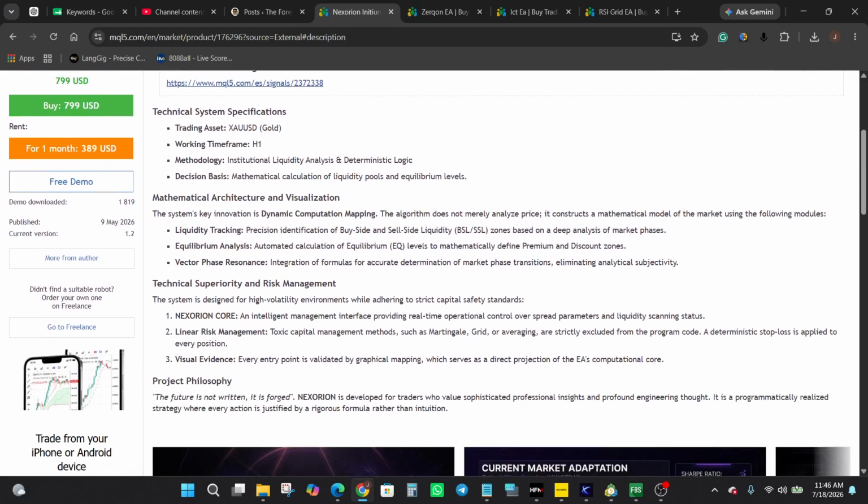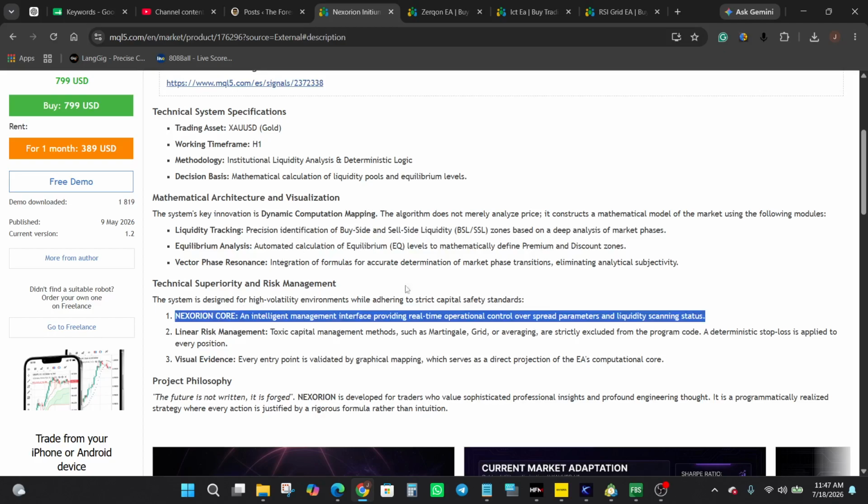Now, according to the listing, the core engine identifies buy side and sell side liquidity zones, and then calculates equilibrium levels to define premium and discount pricing, and uses what they call vector phase resonance to flag market phase transitions. There is also a management panel called Nexorion Core, which gives you real-time control over spread and scanning status.